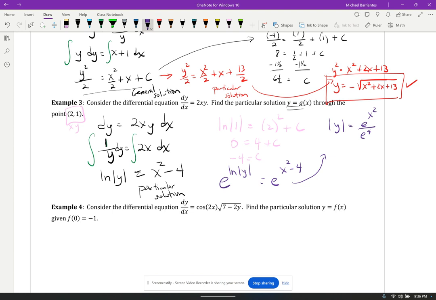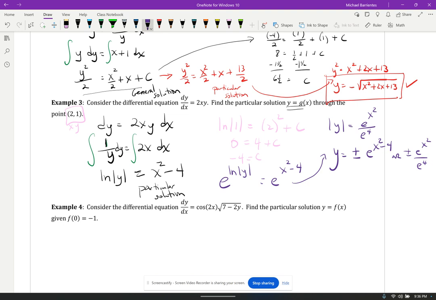And then you could also leave it like this. But I don't have the y by itself, I have absolute values. Remember, the absolute value of something equals an answer means that answer could be positive or negative. So to undo these absolute values, all I have to do is say plus or minus e to the x squared minus 4. You can either write it like this, or plus or minus e to the x squared over e to the fourth. I guess it might be a little bit nicer to just leave it like this.